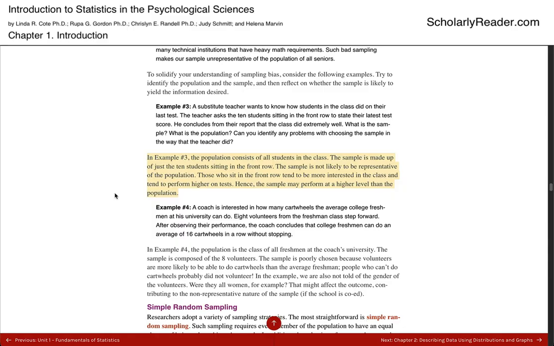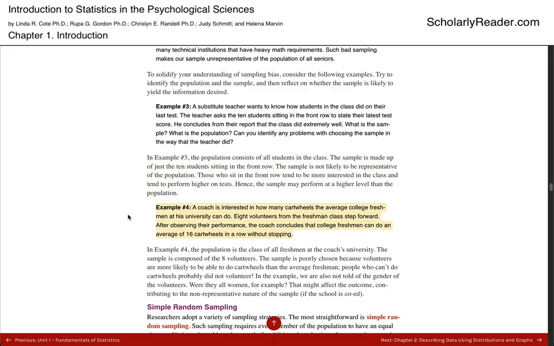In example number 3, the population consists of all students in the class. The sample is made up of just the 10 students sitting in the front row. The sample is not likely to be representative of the population. Those who sit in the front row tend to be more interested in the class and tend to perform higher on tests. Hence, the sample may perform at a higher level than the population.